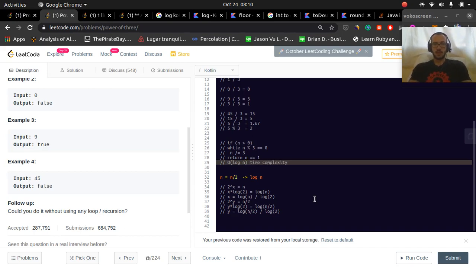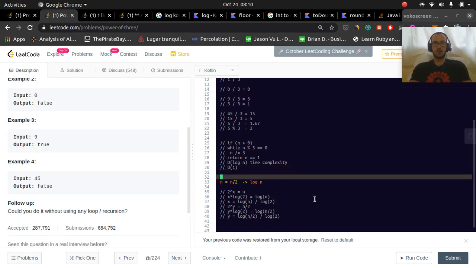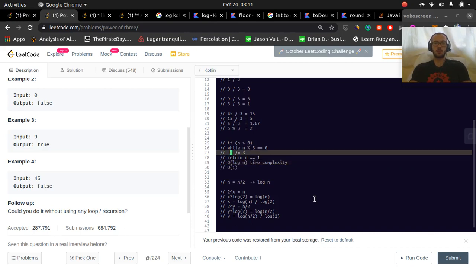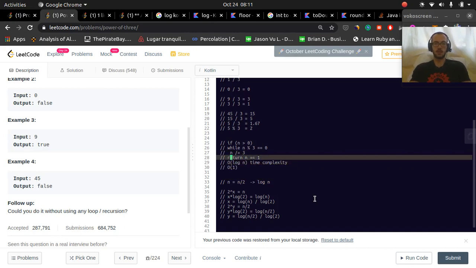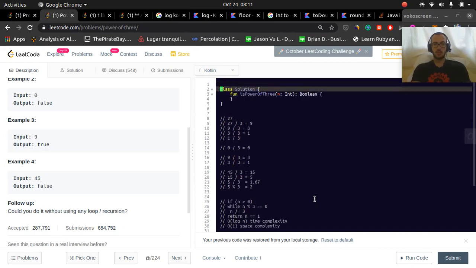And space, it's gonna be just O of 1. We're not storing, we're only doing one call, it's not a recursive call, and we'll store one variable, an integer value. So it's just O of 1 space complexity and something like log n time complexity. Go ahead and let me know in the comments how else you would think about time complexity for this one.